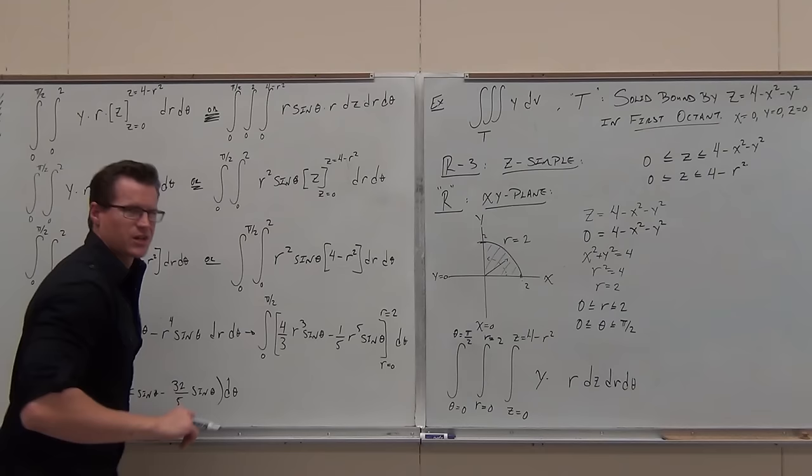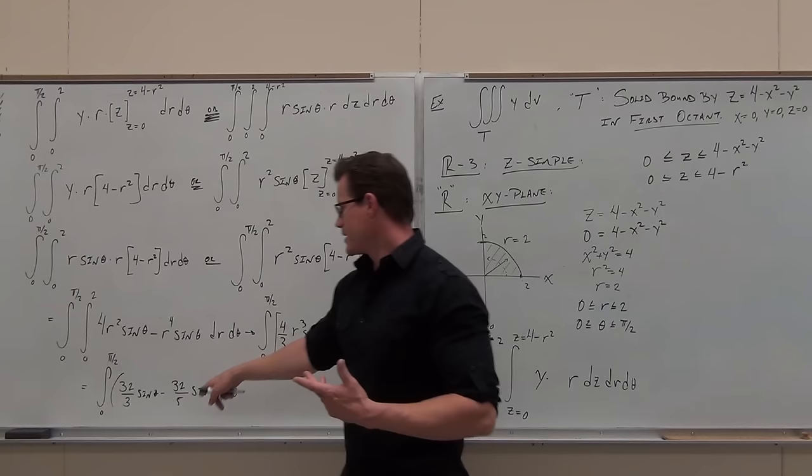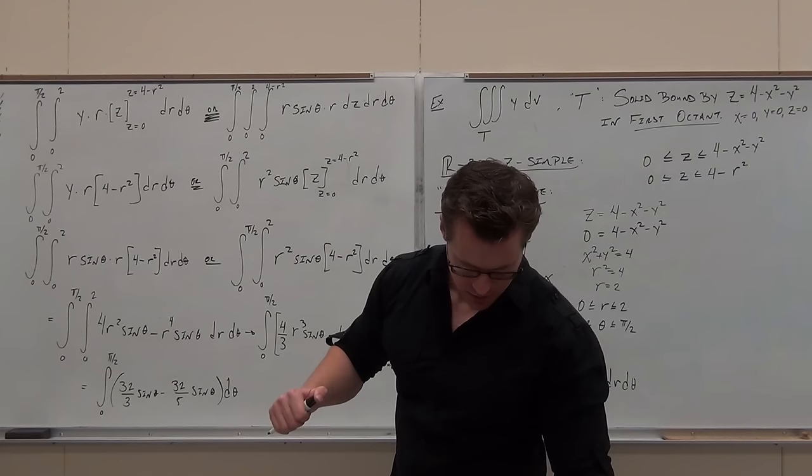Do yourself a favor. Do me a favor, too, when I grade your test, all right? Before you integrate stuff that can be combined, please combine it. Don't do two integrals here. That's too much work. If you've got 32 over 3 sine theta minus 32 over 5 sine theta, you're just subtracting coefficients. 64 over 15? Can you double-check me on that one? Yeah, 64 over 15.